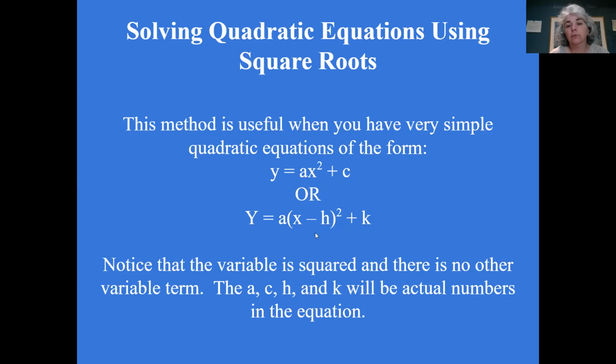Now this vertex form, you could multiply everything out, distribute, and put it into standard form. That was one of the things you had to do before. But then you wouldn't be able to use the square root method if you did that. So what I want you to do is keep it in vertex form.